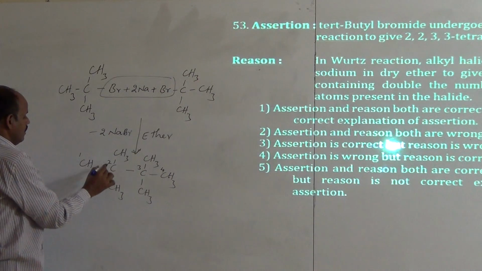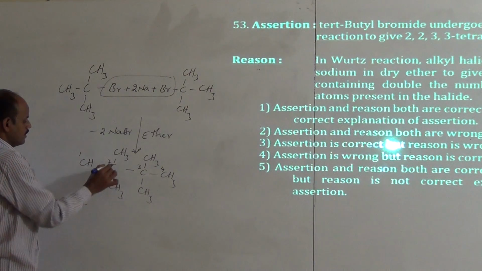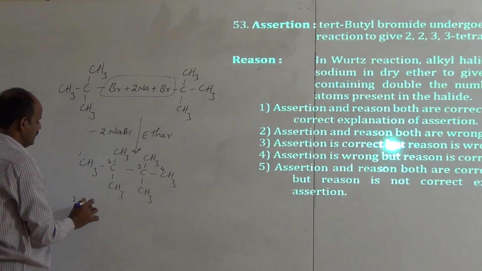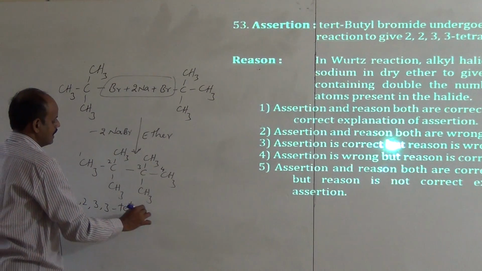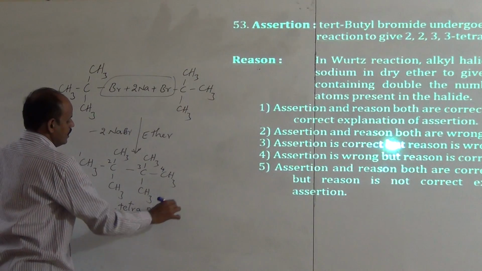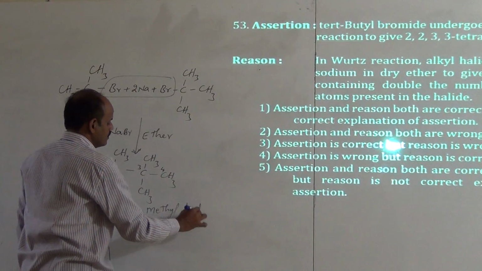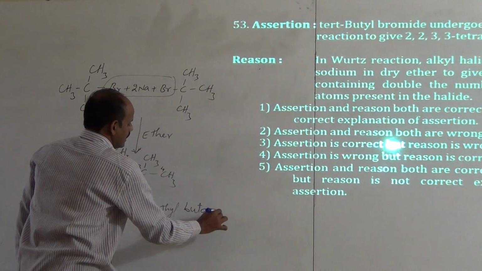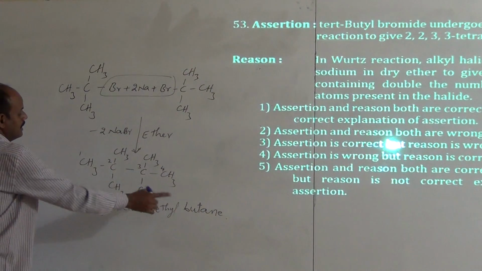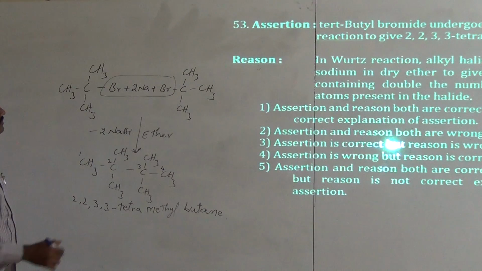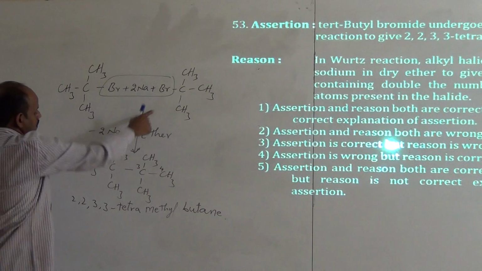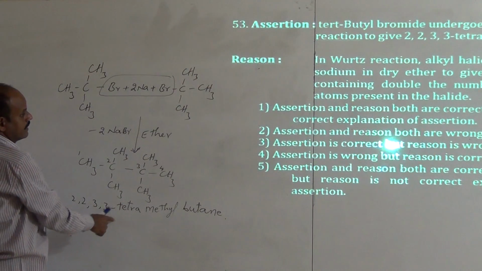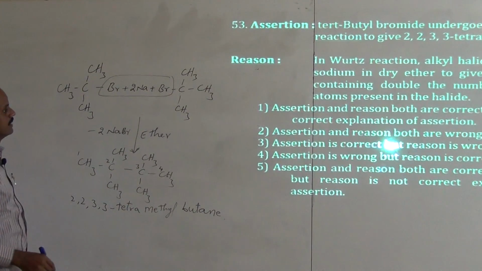This is only number 2, 2. Here on the second carbon 2 methyl groups are there, and on the third carbon also 2 methyl groups. So the same. In total how many are there? 4 are there, hence tetra. What are they? Methyl. How many carbons are there? 4, with single bonds, hence butane. 2,2,3,3-tetramethylbutane is formed. Correct only. Assertion: tertiary butyl bromide undergoes Wurtz reaction, it gives 2,2,3,3-tetramethylbutane. Assertion is correct.